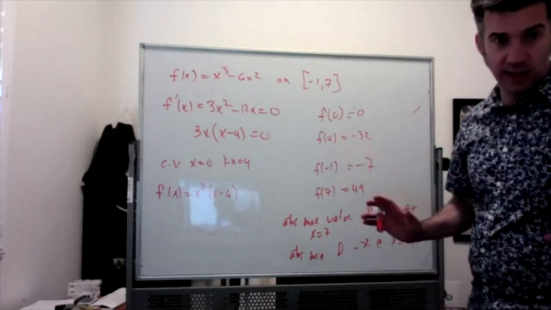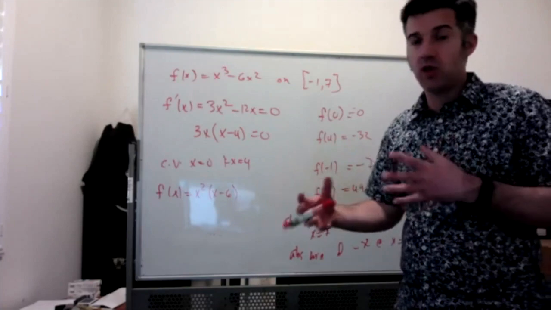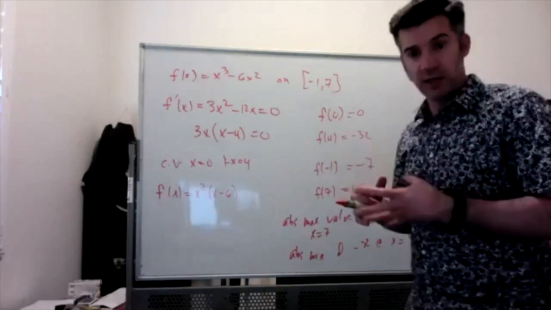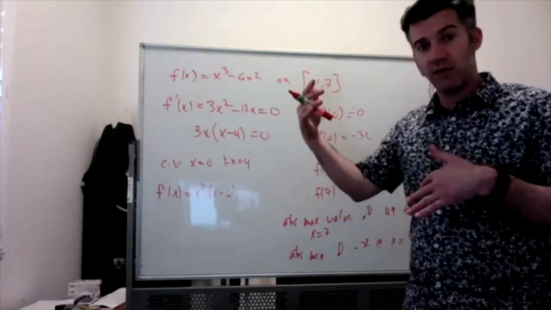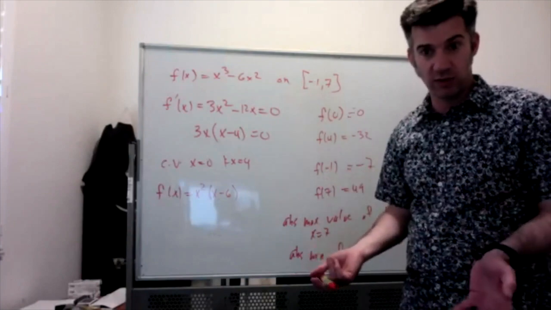So that's the basic idea, right? You're checking the boundary, you're checking the critical values, and you're seeing which of those gives you the biggest thing the function can be and which of those gives you the smallest thing the function can be.